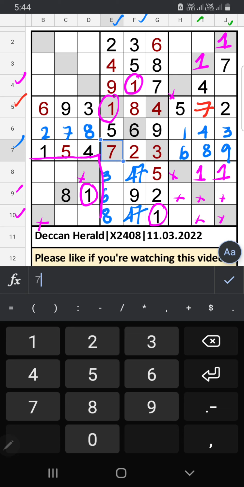Column I, column J, we have 1. 1 will come in any one of the cells. So 1 can't come in this cell. Then 1 is confirmed here. Then only 2 numbers are remaining, 3 and 4. Column I, we have 4. So 4 can't come in the cell. 4 is confirmed here. Then 3 is here.